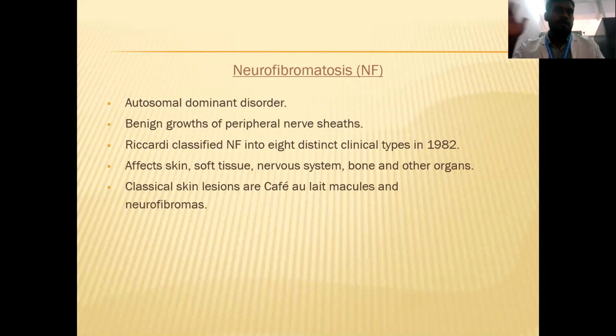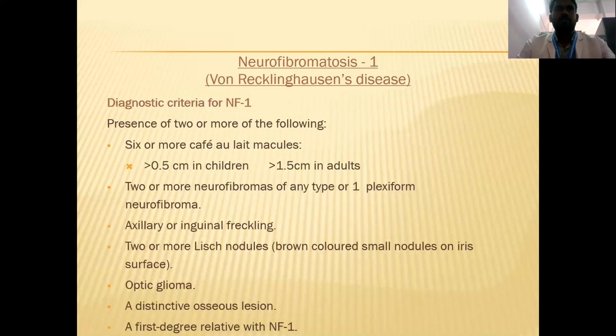Neurofibromatosis is an autosomal dominant condition which has benign growths of peripheral nerve sheaths. It has 8 distinct clinical types, but more commonly it is classified as neurofibromatosis type 1 and type 2. It affects the skin, soft tissue, nervous system, bone, and other organs. Classical skin lesions are cafe-au-lait macules and neurofibromas. Neurofibromatosis type 1 is also known as von Recklinghausen disease.